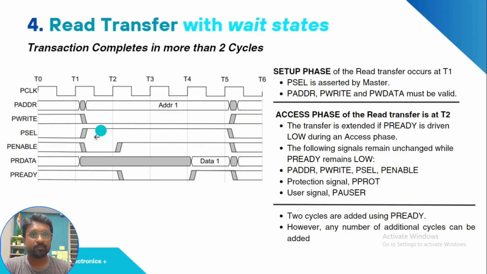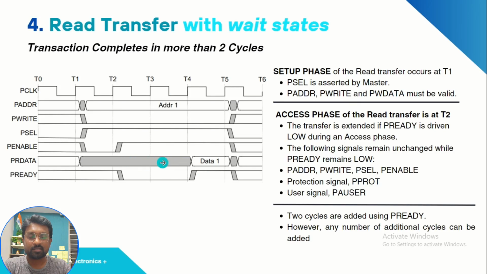Same explanation again. PSELECT is 1, PENABLE is 0. There is no data here, but the address and write control signal is controlled by the master and it is stable over here. And when it moves on to the access phase, PENABLE becomes 1. But here PREADY is 0. When PREADY is 0, it means the data is not available at the slave. That's why it is postponing. Here also in the next cycle, if you see PREADY is 0, it means the slave is not ready. These two are called the wait states in this read transfer.